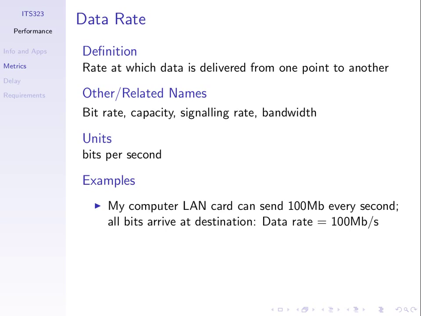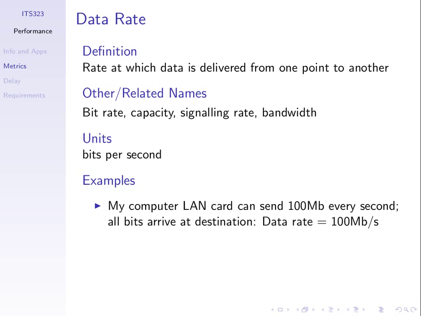Do you think Wi-Fi is slower or faster than wired LAN? Hands up for faster. Good, good. Hands up for slower. Wi-Fi is slower than wired, generally. That's not always true, but generally, for a similar type or cost of technology, wireless is slower than wired.